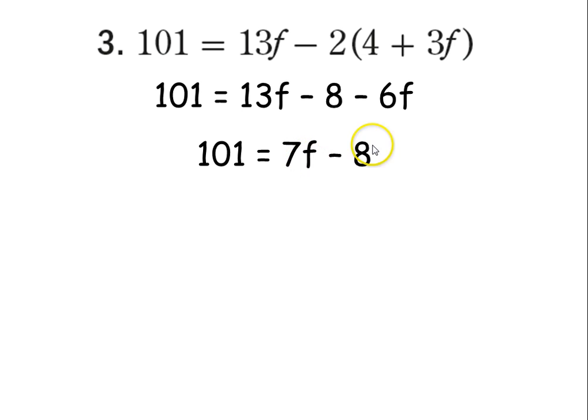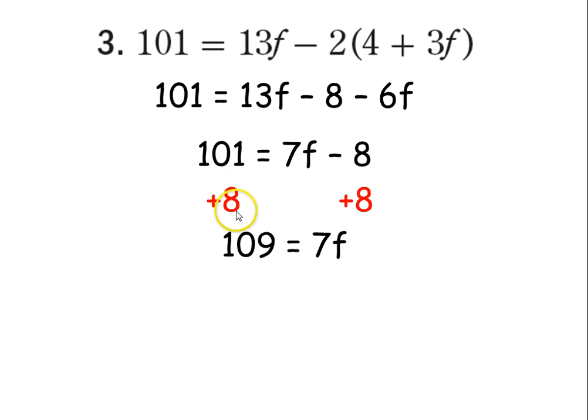Our goal is to solve for f. There's no more like terms here. So now we want to eliminate everything from the right-hand side of the equation except for the f. And the first thing we're going to take care of is this minus 8. And the opposite of minus 8 is plus 8. And what we do to one side of the equation, we do to the other side of the equation. So we're going to add 8 on the left-hand side.